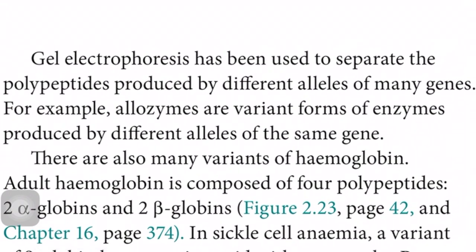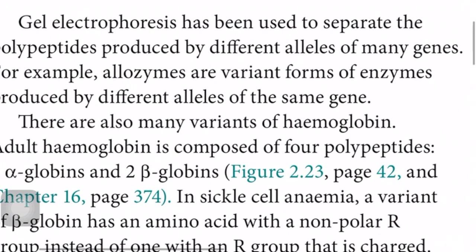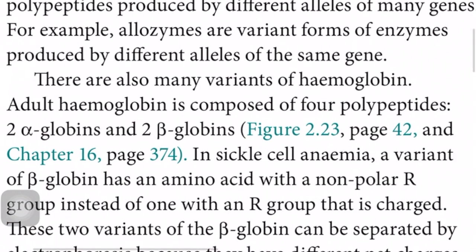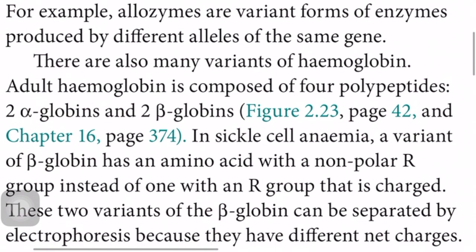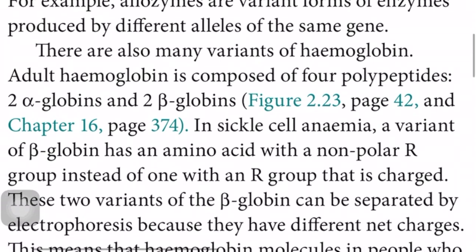Alleles are different forms of a gene. We denote the gene for normal hemoglobin by an A, and sickle cell by an S. Okay, now let's see sickle cell anemia. For example, allozymes are variant forms of enzymes produced by different alleles of the same gene. Okay, it's something to learn by heart.